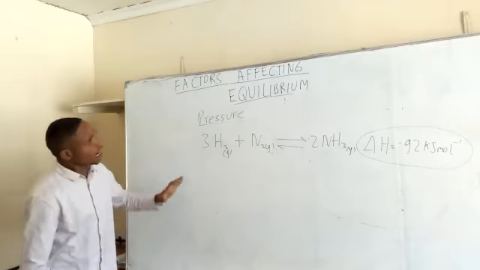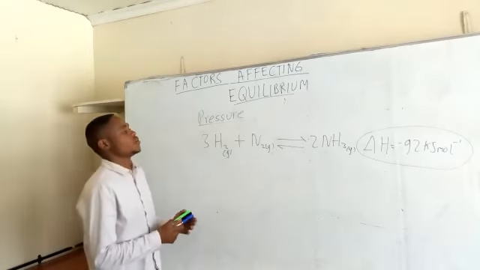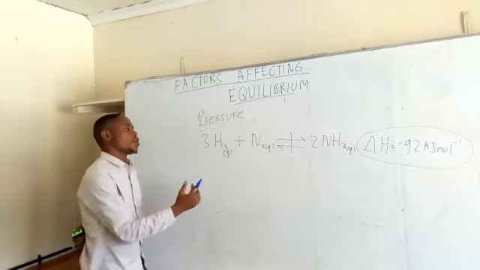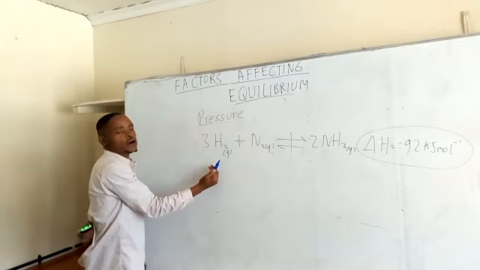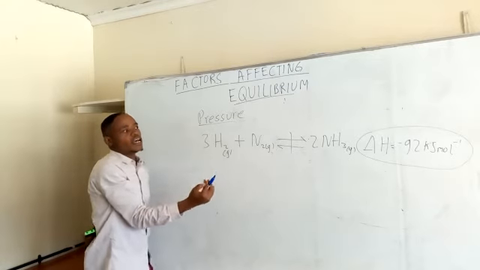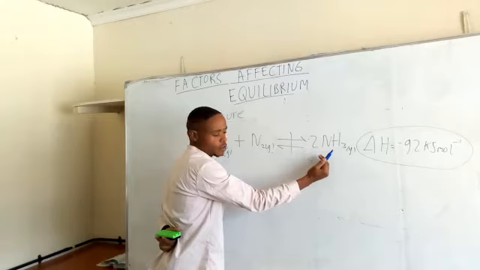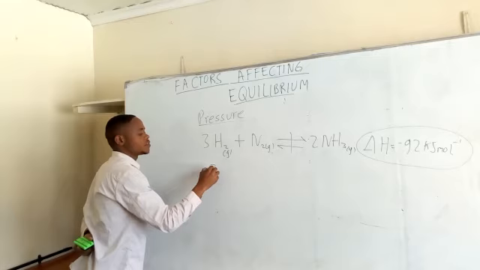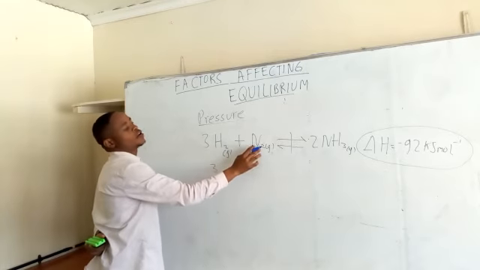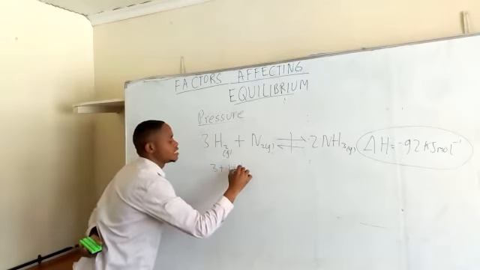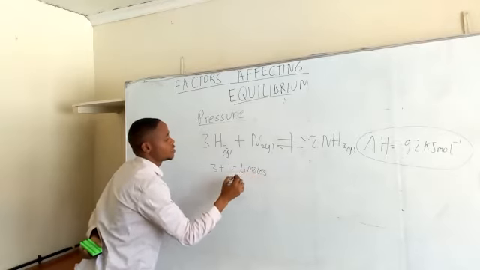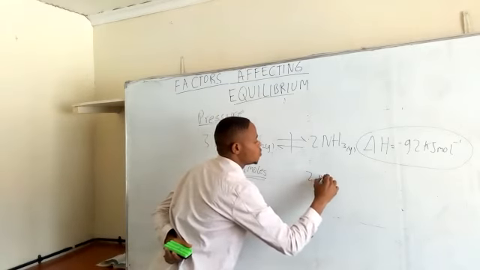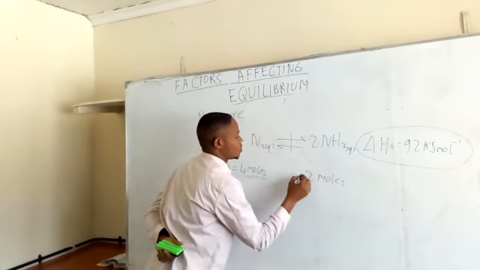So when you increase pressure on gases, in short, it's like you are increasing their concentration. So how will pressure affect the position of our equilibrium here? It's simple. You only need to check how many moles of gases we have on the reactant side and how many moles of gases we have on the product side. In this case, here I have 3 moles and here I have 1 mole, so 3 plus 1, that is 4 moles on the reactant side, but on the product side, I have 2 moles.